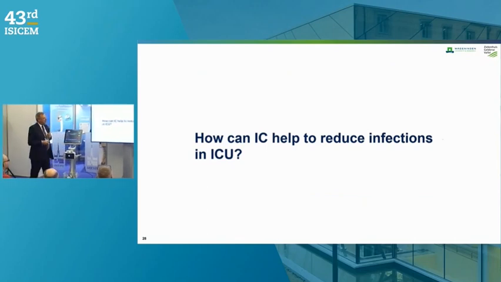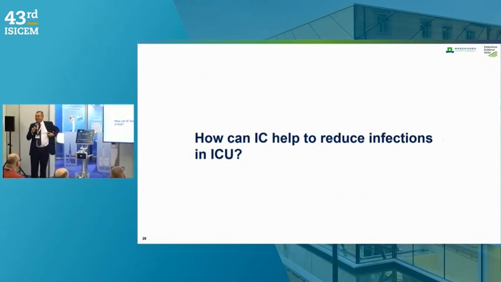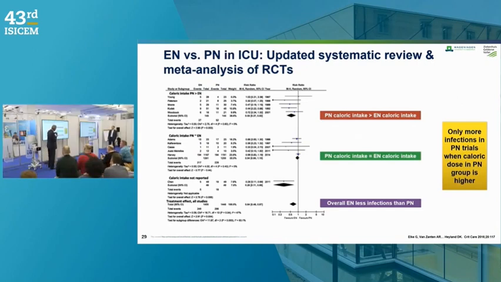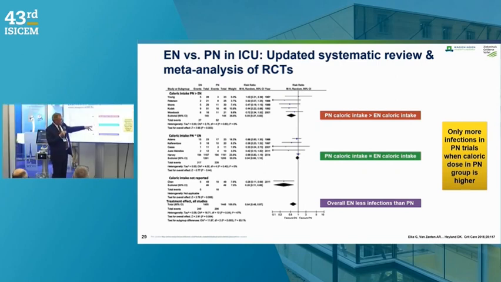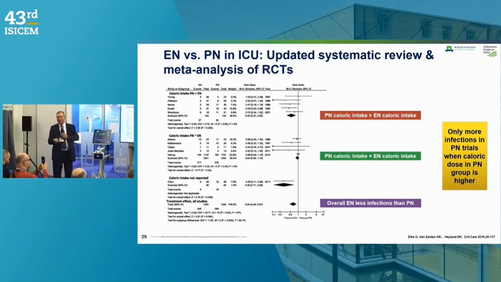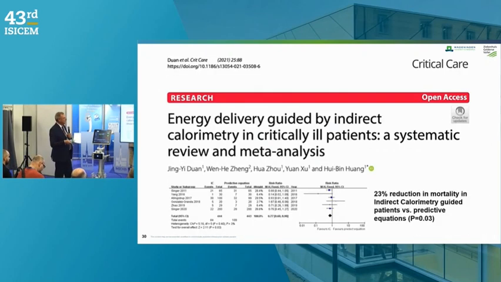Now, how can we help to reduce infections by doing this? Any idea? Well, that's a difficult one. But we know, for instance, that if you look at parenteral nutrition, there can be a higher risk of infections. But we found that the higher risk is only driven by the patients getting more calories by PN than by EN. When the EN-PN dose is the same, there's no increase in infection. So it's not the PN, it's the dose we give with PN. So if you prevent overfeeding, you may reduce your infection morbidity in the ICU.